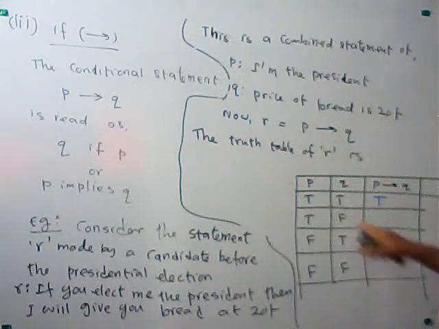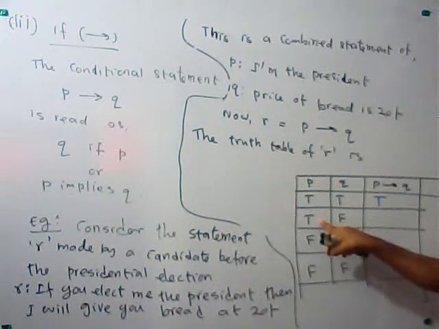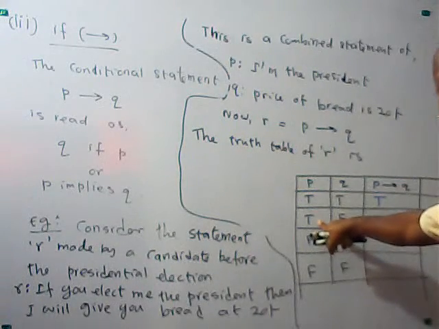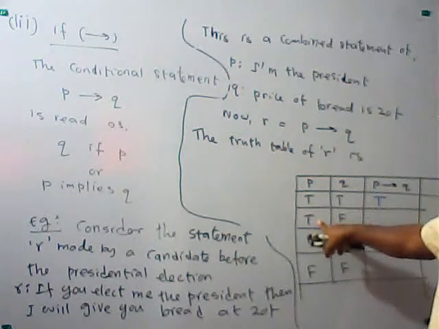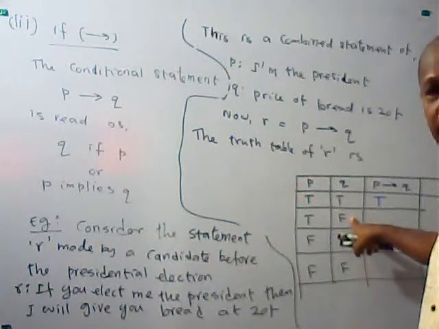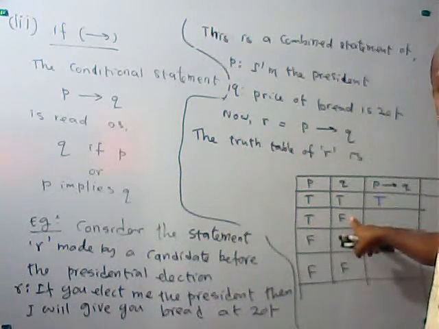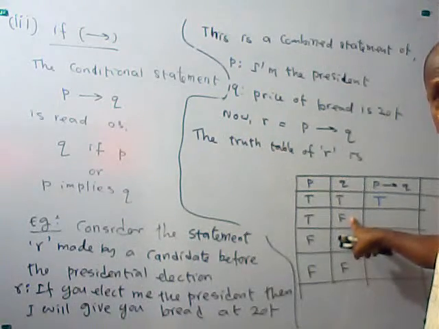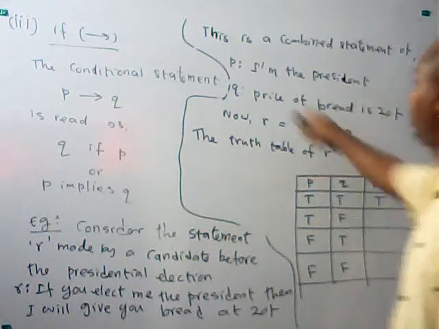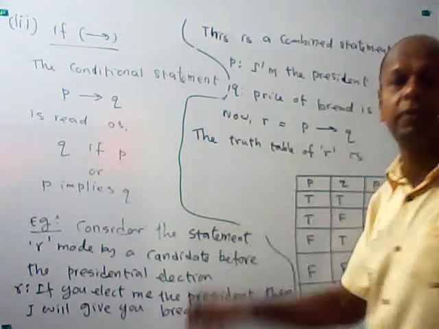The second case: I am the president. Right, as always happens in our country, you go and check after the election. You go into the bakery shop and find out that the price of bread is 60 rupees. So P is true, Q is false.